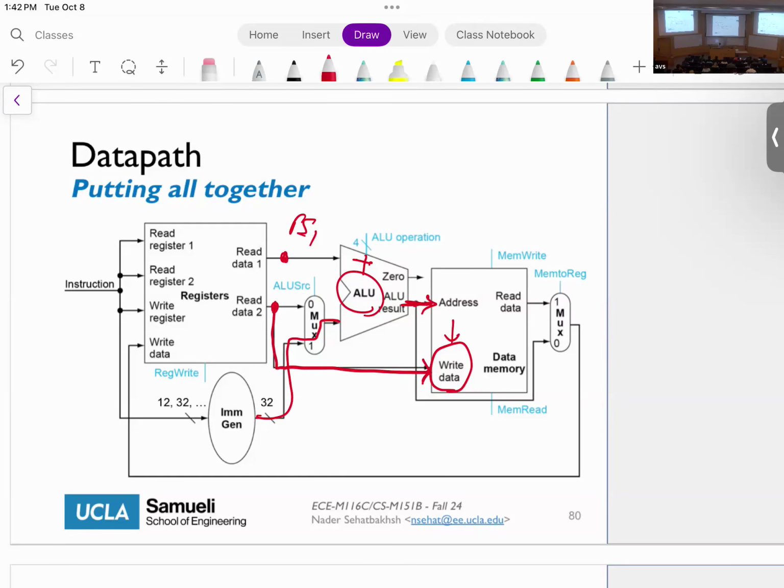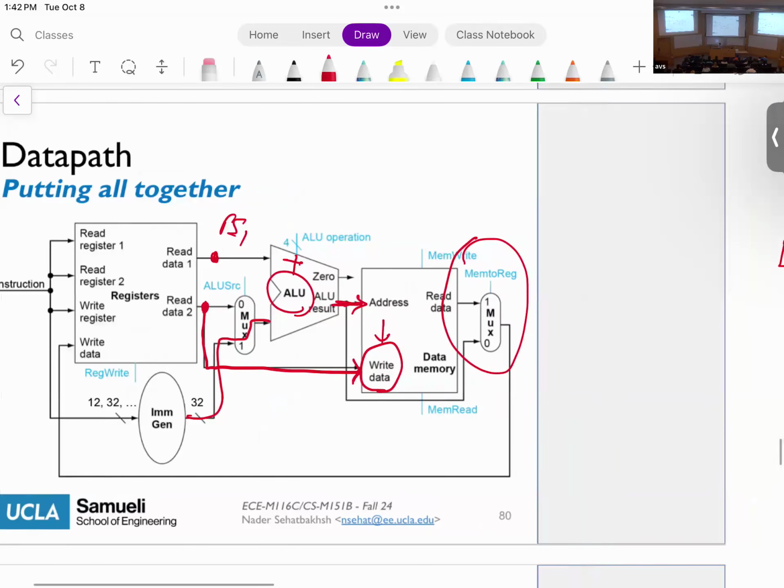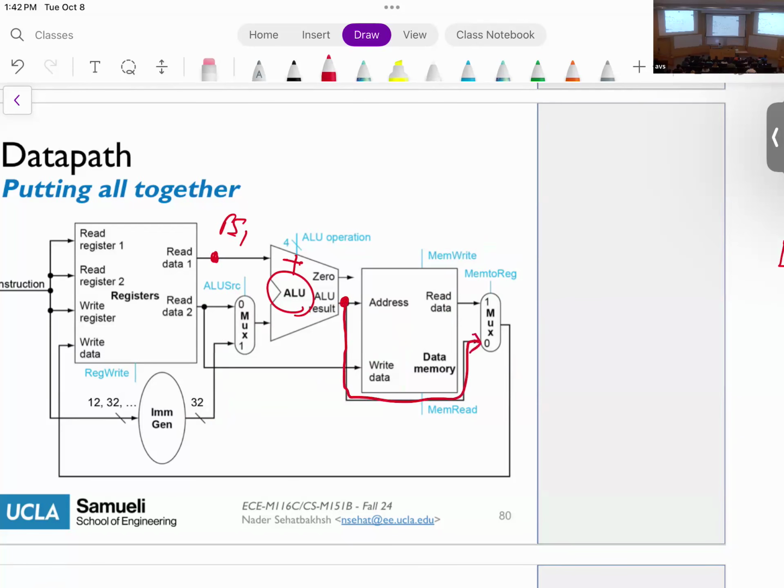And then I'm going to have the controllers here as well. The next thing I'm going to add is this thing here. And as you can see, what it gets is this value here, the value of the ALU, and the value of the memory. And then if you follow this, you will see that this is connected all the way to write data of the register. Why are we doing this?